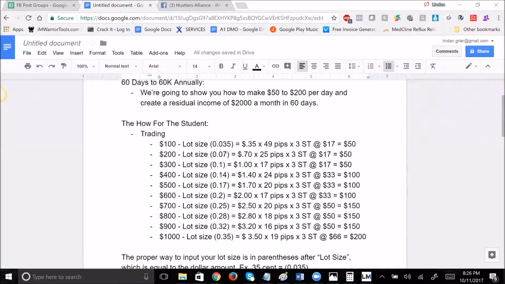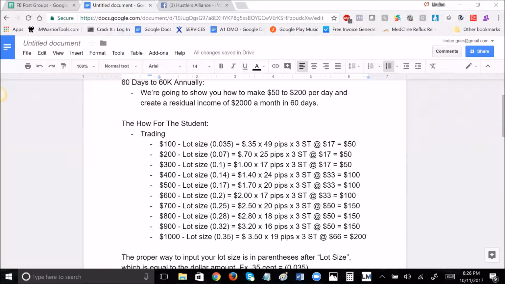If you have a $300 account, you're going to follow the same thing. This one right here is $1. So if you have a $300 account, you can do a $1 lot size. You're only looking for 17 pips. That's your 17 bucks. There you go. All right. Now your account size is going to keep moving as you're gradually winning these trades.